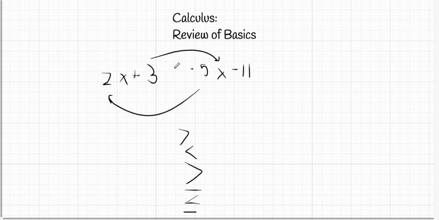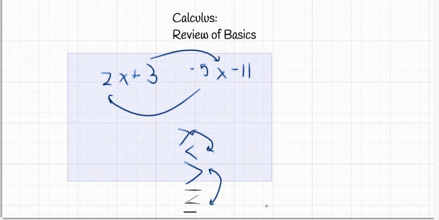But there's one extra rule for inequalities, and that's when you multiply or divide by a negative number on both sides, you're going to have to switch the sign. If it was originally greater than, it would switch to less than, and vice versa. Similarly, if it was originally greater than or equal to, it would switch to less than or equal to, and vice versa. That's how you solve basic linear equations and inequalities.